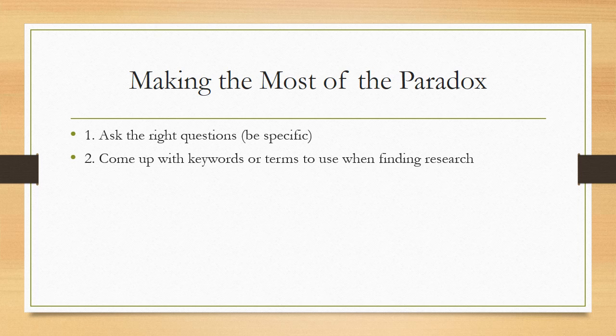Come up with keywords or terms to use when finding research. So when you're looking in search engines like the library databases or even something like Google, you don't want to type in your questions because you'll get too many results. So if you take the question and you say, what are some key terms, some key words, you can then plug those into the search.